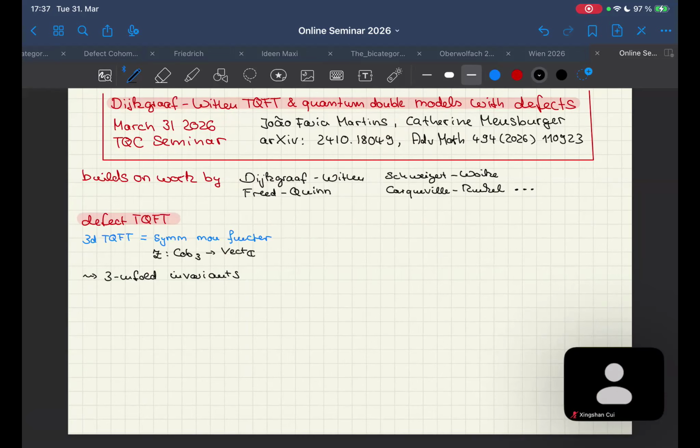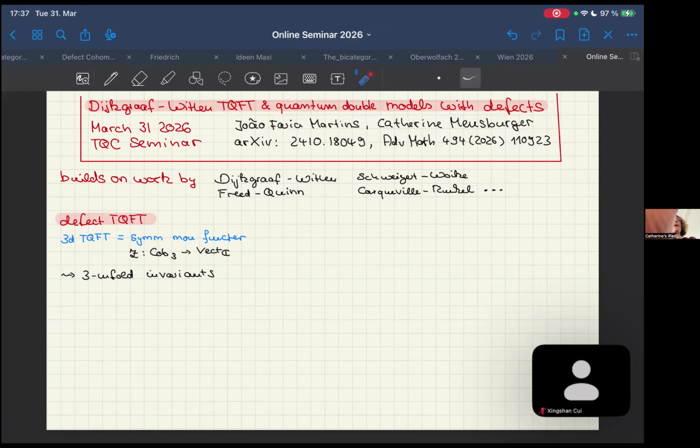Well, so a three-dimensional TQFT, and I'm only going to talk about 3 dimensions, is a symmetric monoidal functor from some 3-dimensional cobordism category into the category of vector spaces. So in this cobordism category here, the objects are closed 2-dimensional oriented surfaces, and the morphisms are equivalence classes of 3-dimensional manifolds with boundary. And the boundary is identified with the surfaces.